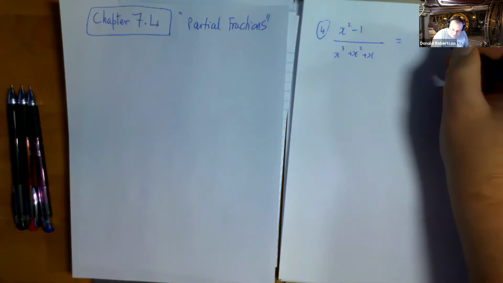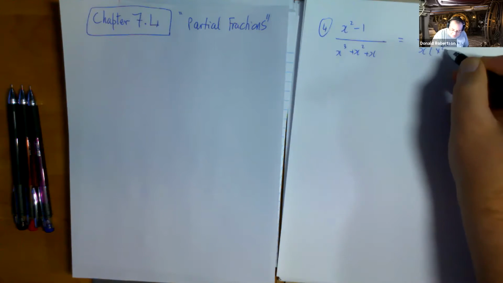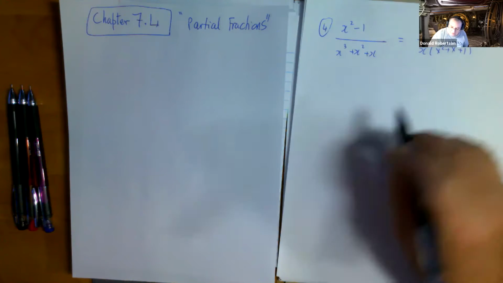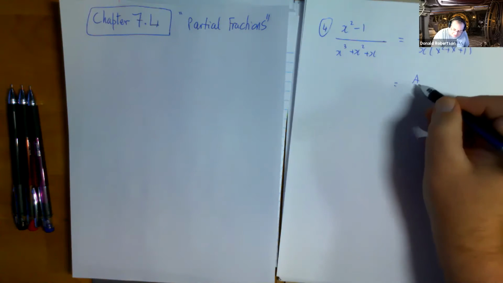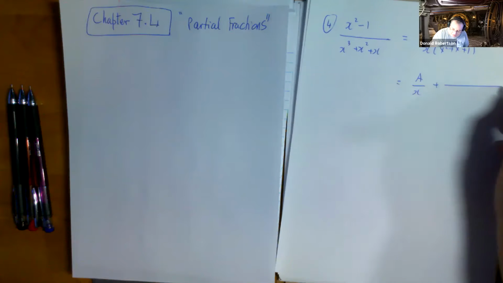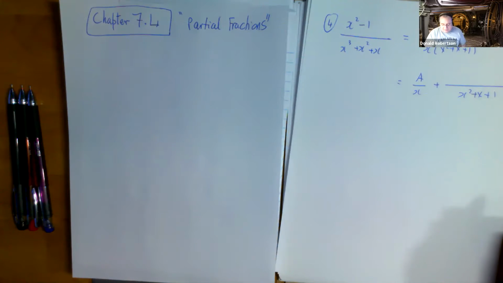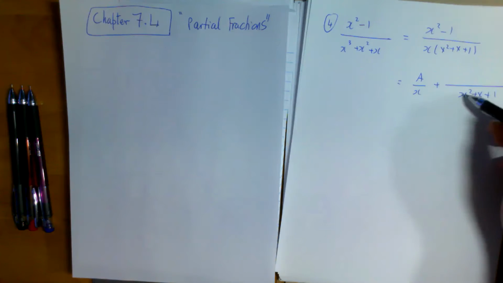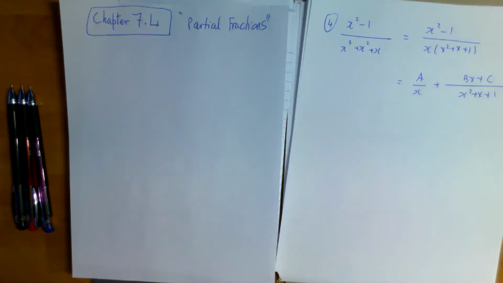The only thing I can see that is of any use is that the bottom factors out. And that means I would split it as an A over x. And then I'm not going to worry about what that becomes because they don't ask me to do anything about it. But because this is a quadratic, we get that.